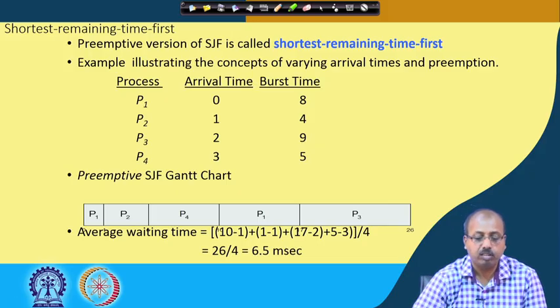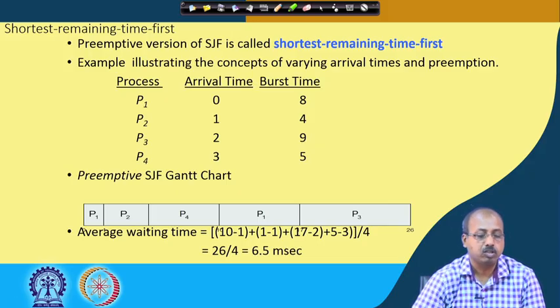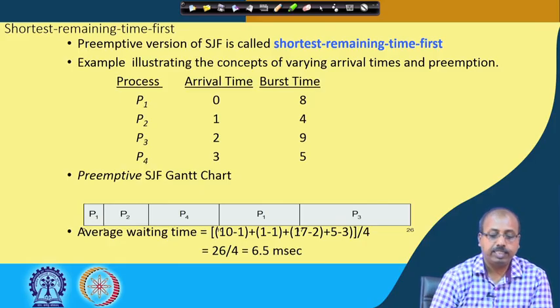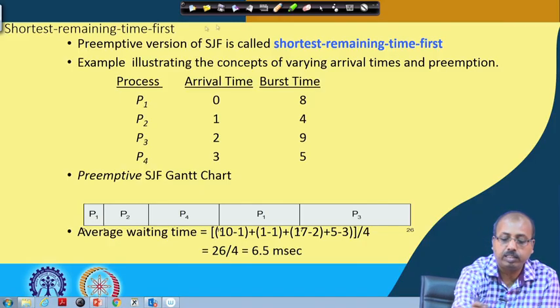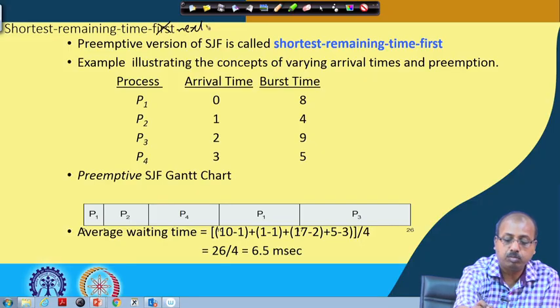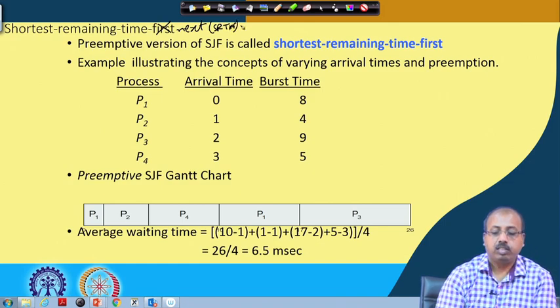So, another algorithm is known as shortest remaining time first, or SRTN, or SRT. Sometimes it is called SRTN, shortest remaining time next, instead of first. So, then the algorithm will be called the SRTN algorithm or SRTF algorithm. So, this is a preemptive version of the SJF algorithm.